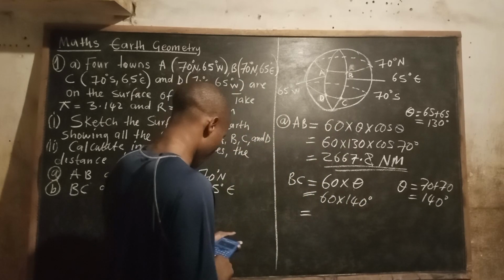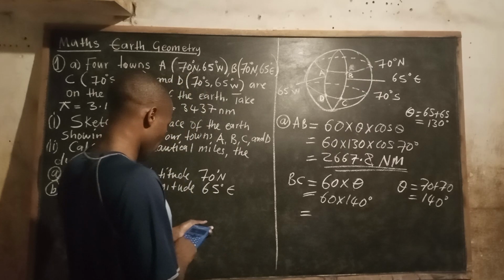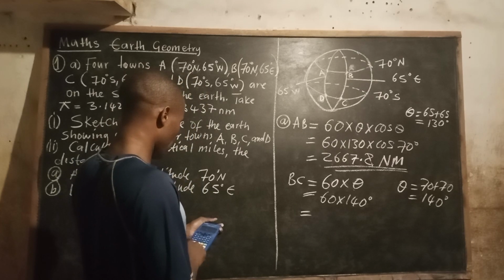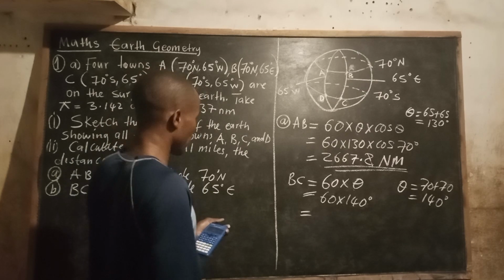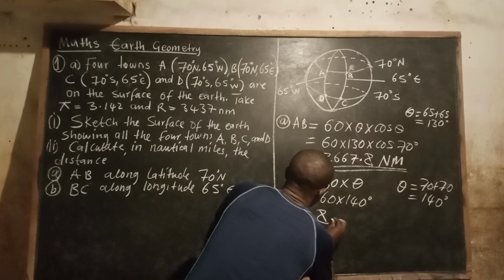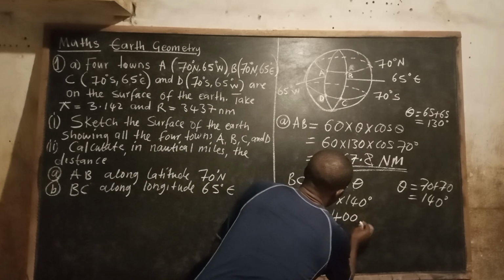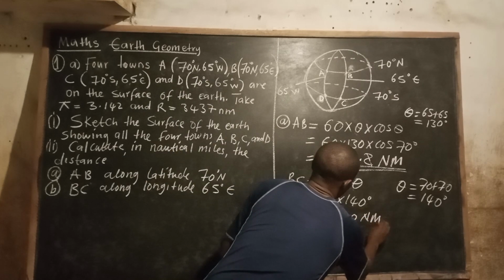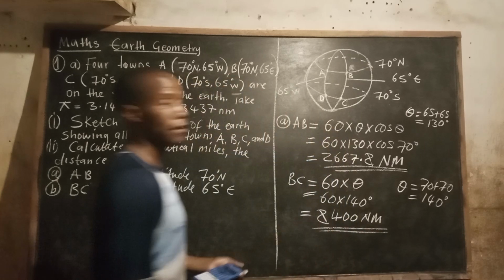What is the answer? 60 times 140. The answer is 8,400 nautical miles.